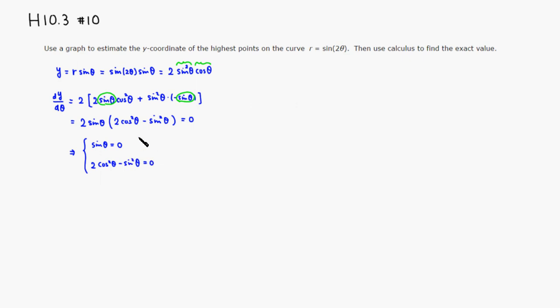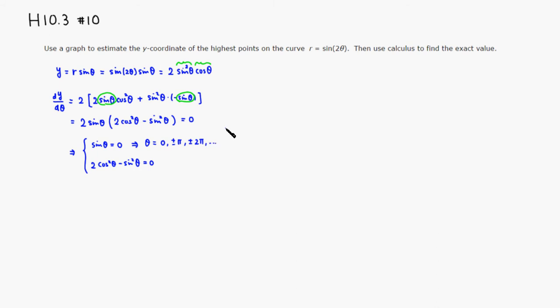Alright, so let's see, we want to find the angle theta that makes sine equal to 0. So this is going to be like a 0, right? And then pi, or minus pi, and plus or minus 2 pi, and so on, right?